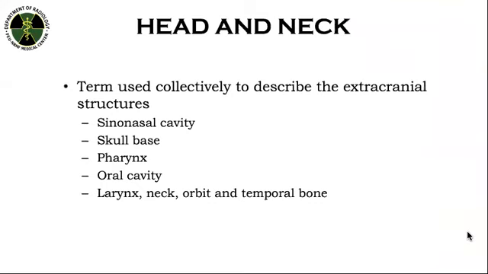So for the head and neck, the term used collectively to describe the extracranial structures are the sinonasal cavity, the skull base, the pharynx, oral cavity, larynx, neck, orbit, and temporal bone. So these are the structures that you will encounter when we are talking about the head and neck. And these are your extracranial structures.